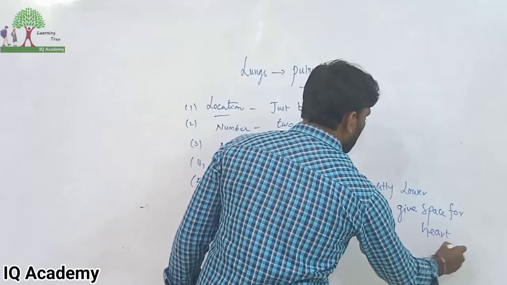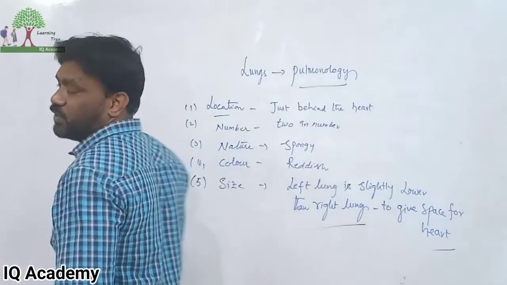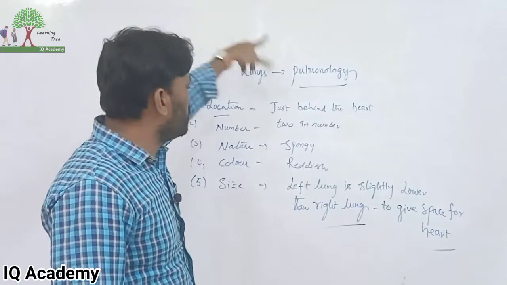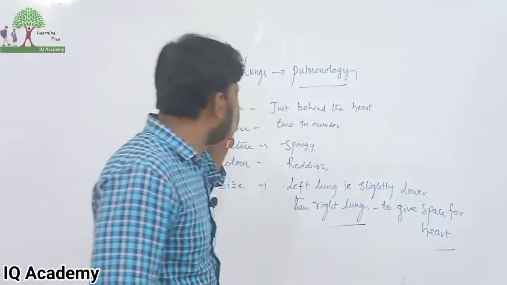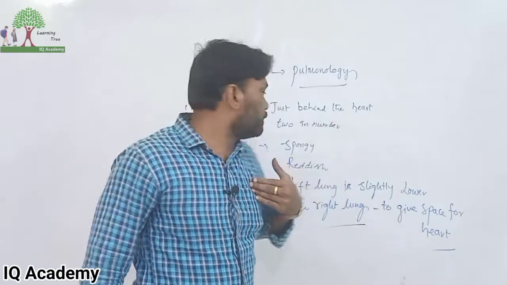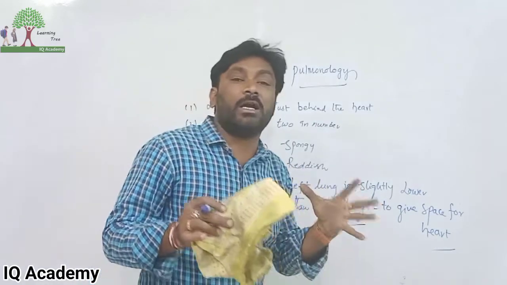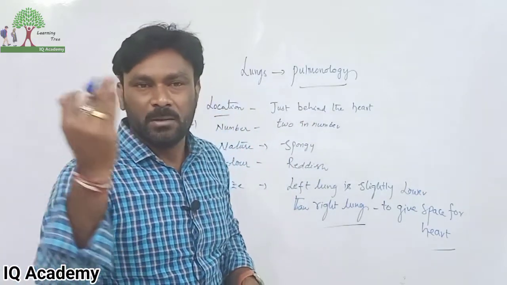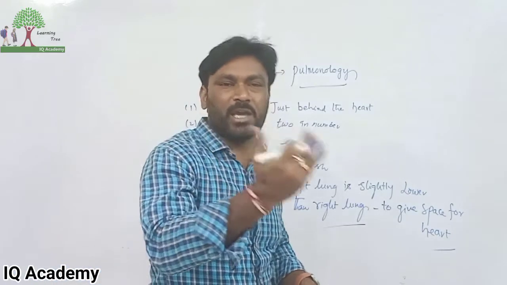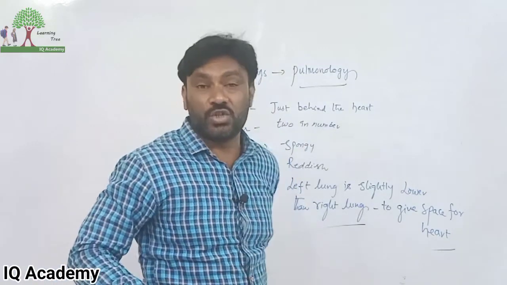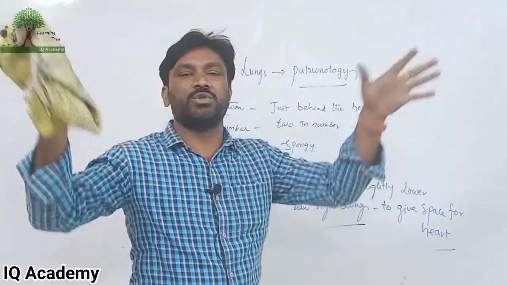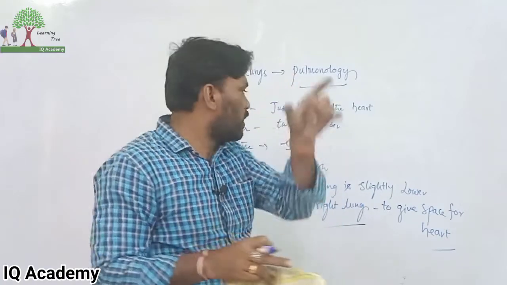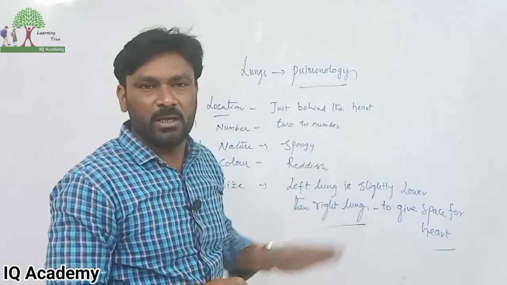So this is about the external features of lungs. Study of lungs is called pulmonology. Lungs are present behind our heart, and the lungs and heart are protected by the rib cage. It is protected by the muscles as well as the rib cage, which is attached to the vertebral column. In between this rib cage, heart and lungs are present.